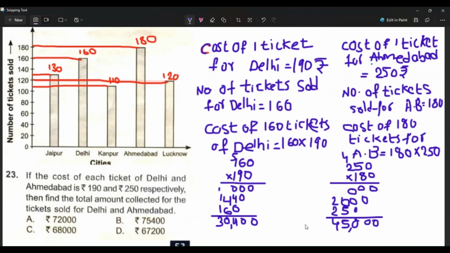So we need to add these two. So let's add over here. 3,400. Then it's 0 0 4 5 7. 75,400 is the answer. Option B is the right answer, children.